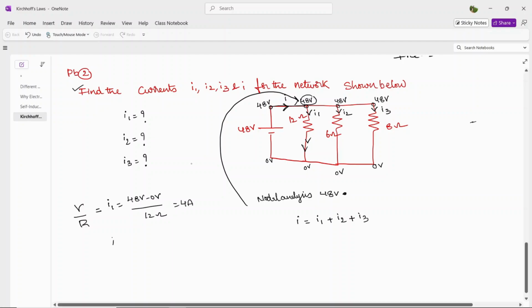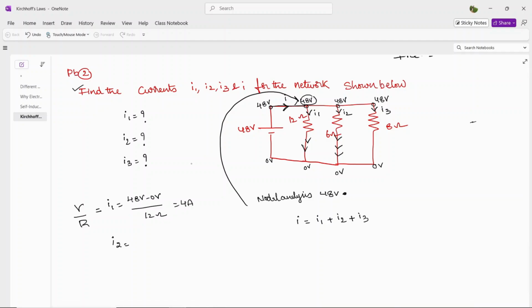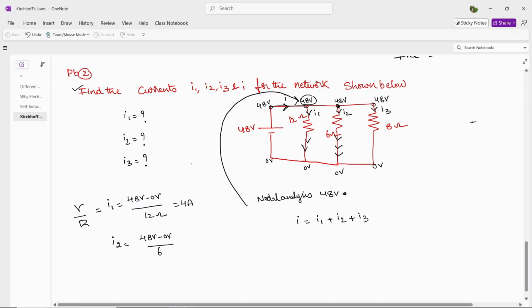Let's try to find out the current I2. The current I2 flows across the 6 ohm branch. So what is the voltage at this node? 48 volts minus 0 volts divided by R. What is the value of R? R is nothing but 6. So 48 by 6 is 8 amperes.